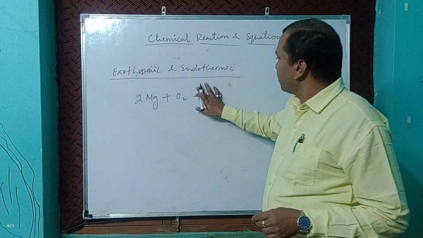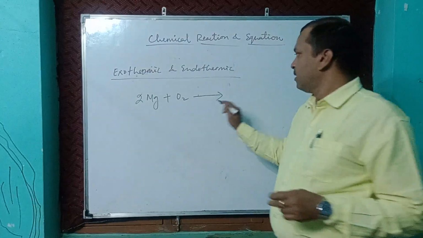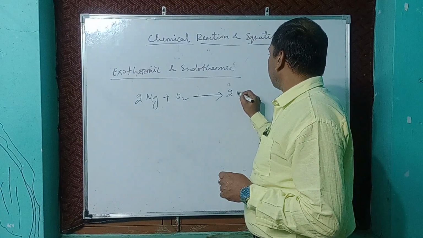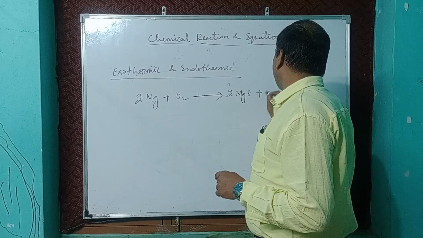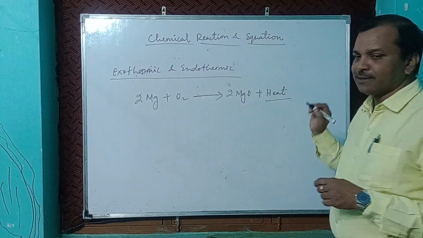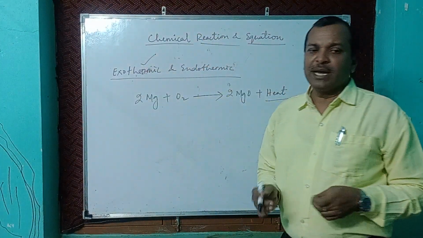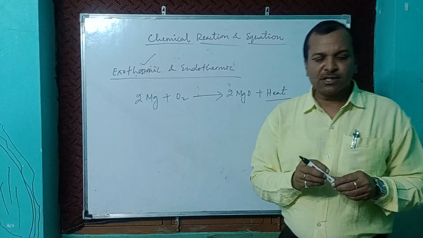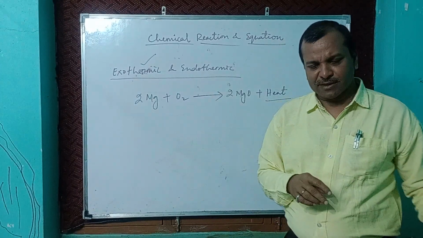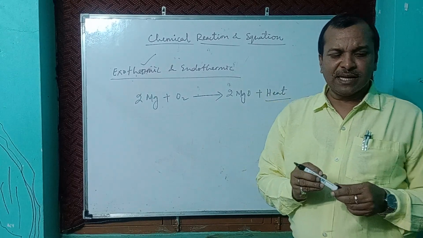When we burn it in the presence of oxygen, it gives us 2 MgO and heat is released. So, when heat is released, it is called an exothermic reaction. When heat is required, it is called an endothermic reaction. Clear? Let us take another example of an endothermic reaction.